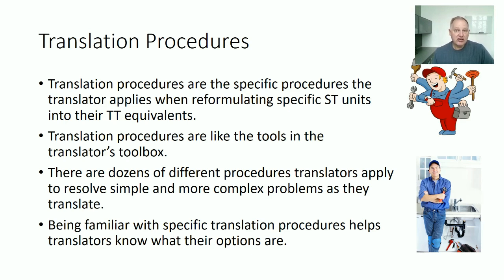What's a translation procedure? Translation procedures are the specific procedures the translator applies when reformulating or finding equivalents for specific source text units into their target text equivalents. As I just mentioned, translation procedures are like the tools in the translator's toolbox. It's that specific tool I use to fix the specific problem. That's the procedure. Some authors will call these translation techniques or translation strategies. That's fine. I prefer to call them translation procedures or the tools in the toolbox.